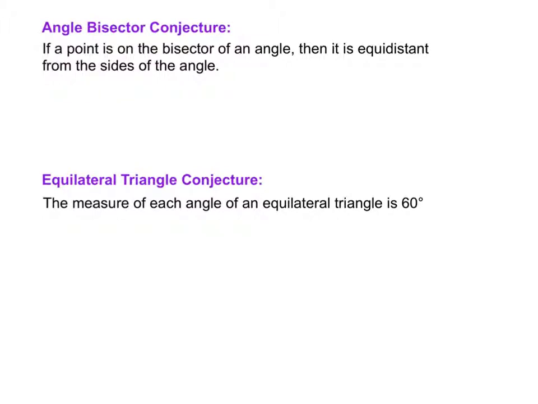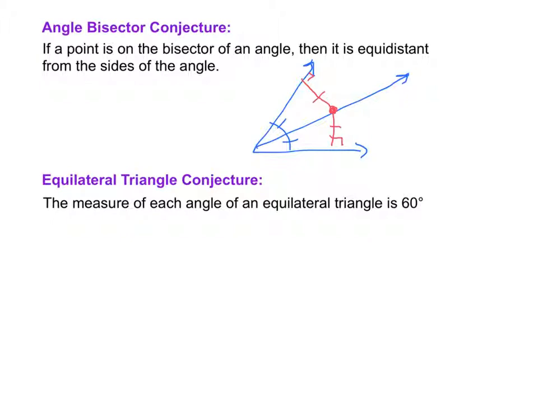So now we have two more conjectures. So there's the angle bisector conjecture, which states that if a point is on the bisector of an angle, then it is equidistant from the sides of the angle. So say we have this point right here, which is on the bisector. The distance from here to here and the distance from here to here are going to be equal.